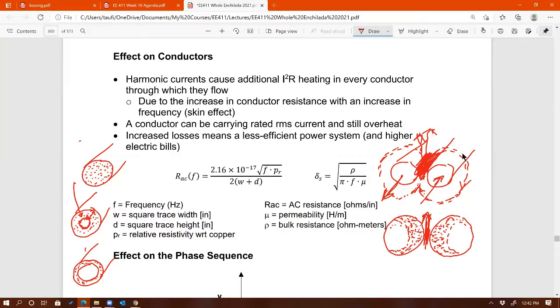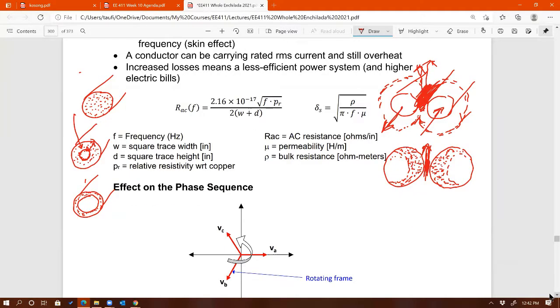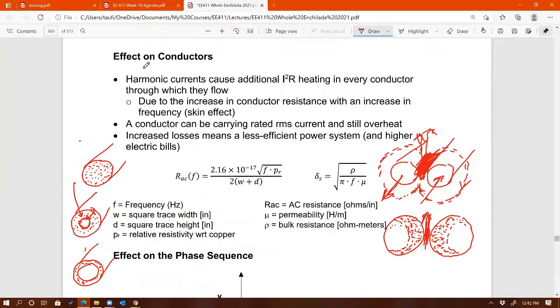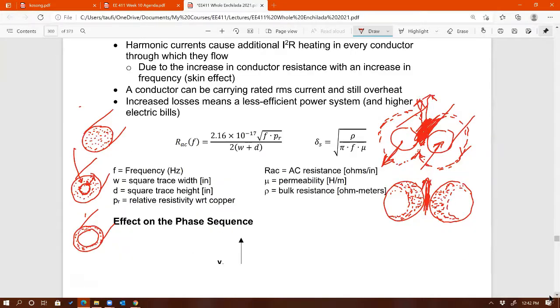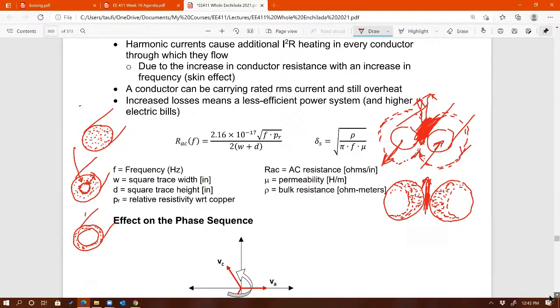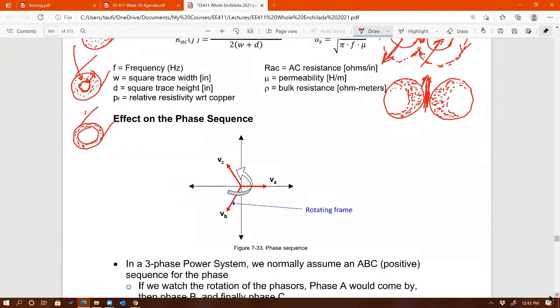All right. So imagine if you have higher frequencies, then you have an even bigger magnetic flux, or magnetic field I should say, in between those two wires. All right, so that's the first bad impact of having harmonics: the effect on conductors in terms of skin effect and proximity effect. Increased resistance, basically. The second one right here is the effect on the phase sequence.